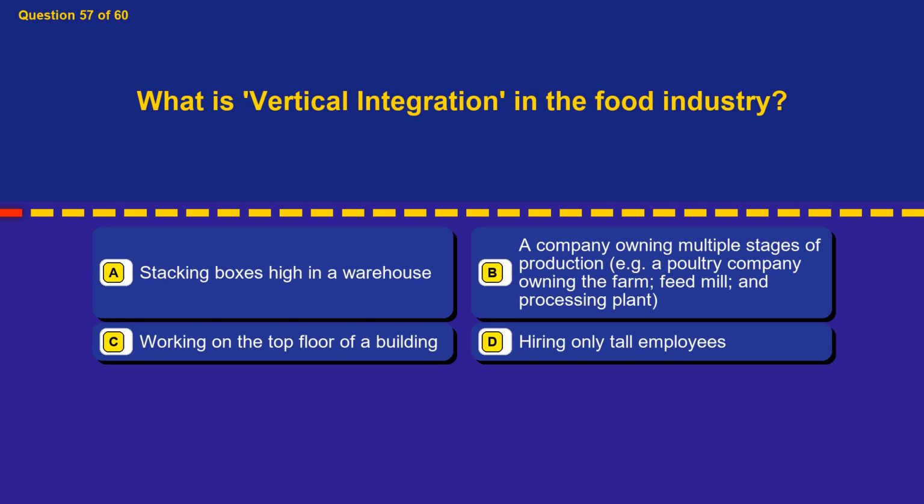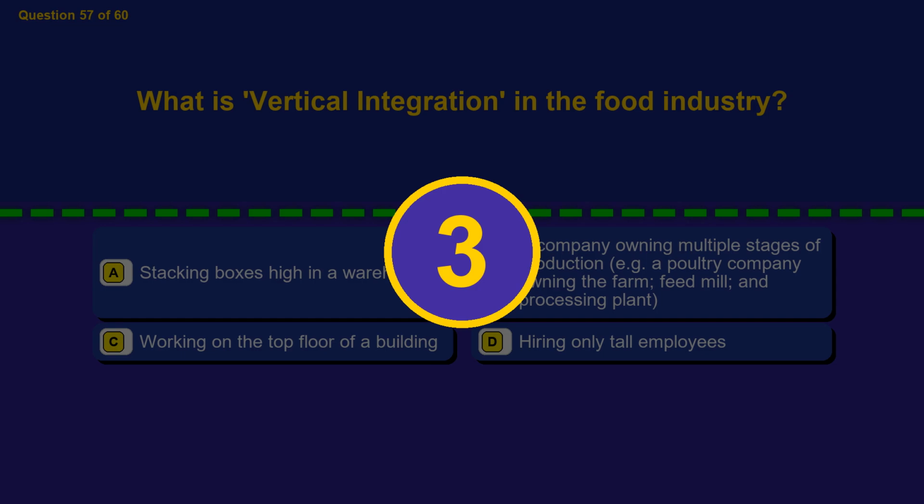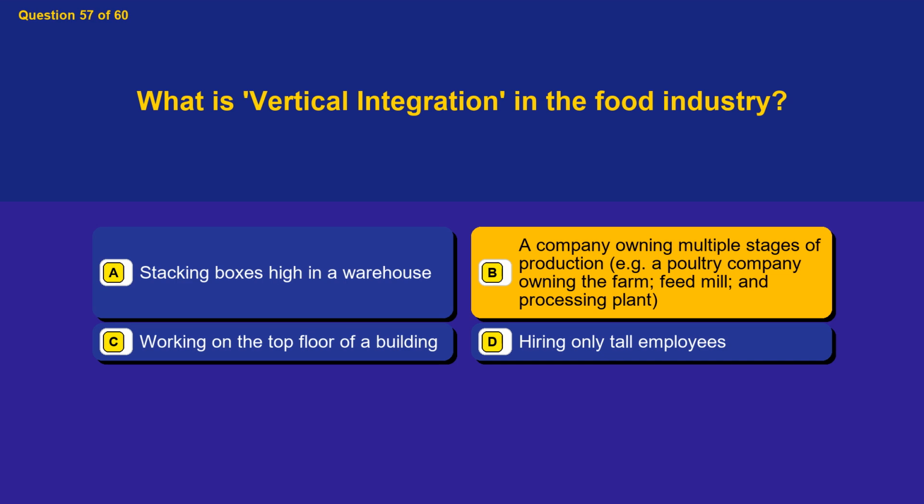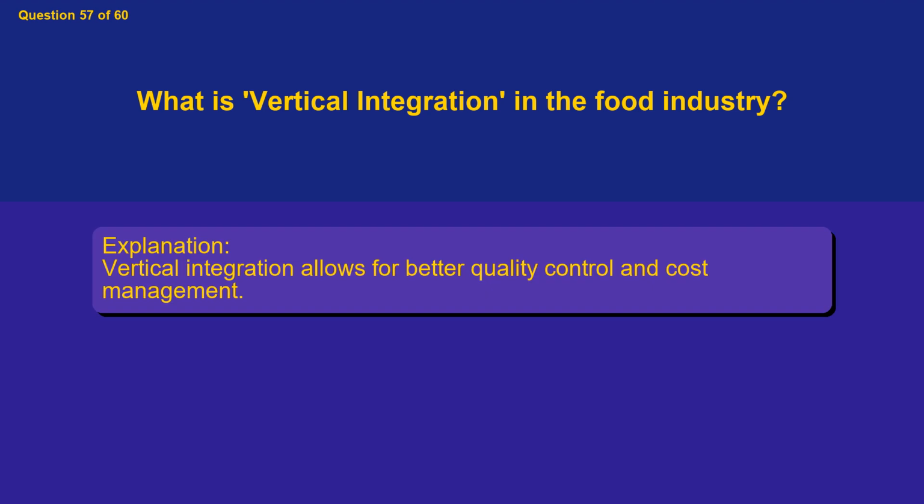Question 57. What is vertical integration in the food industry? Option A, stacking boxes high in a warehouse. Option B, a company owning multiple stages of production, e.g., a poultry company owning the farm, feed mill, and processing plant. Option C, working on the top floor of a building. Option D, hiring only tall employees. The correct answer is option B. Vertical integration allows for better quality control and cost management.